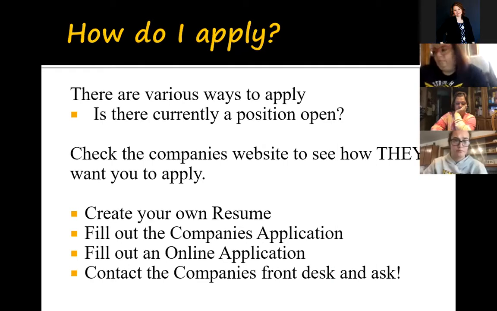Bottom line, if you don't know how to apply and you can't find anything on the website, pick up the phone, call the reception and say, hey, I'd like to apply. How do I do that? I know that sounds silly, but honestly, if they make it that hard for you to find it on their website, make them work for it.